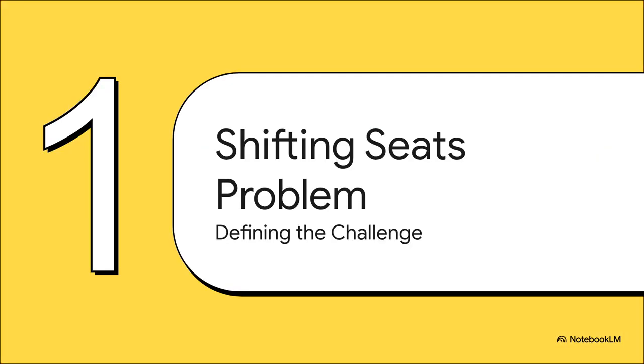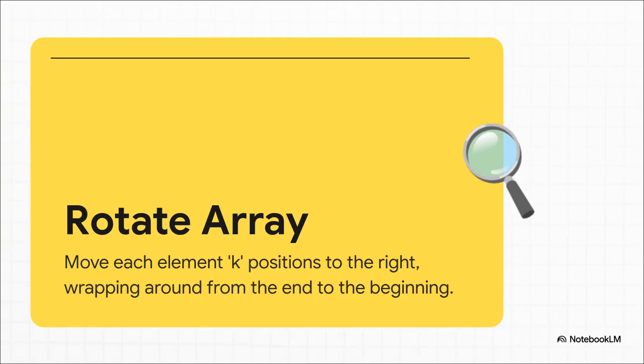All right, first up, the shifting seats problem. Let's get a bit more formal and define what we're actually trying to solve here. So here's the official task. You get 2 things, an array of numbers and another number, k. And your job is to take every single element in that array and shift it k spots to the right. And just like with our people in a circle, the elements that would normally fall off the end, they've got to wrap right back around to the beginning.